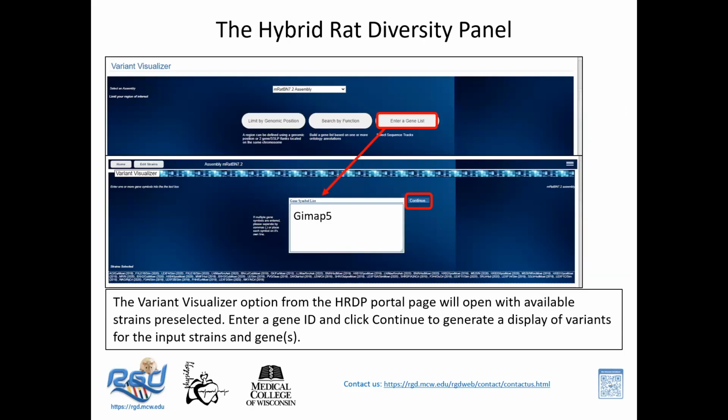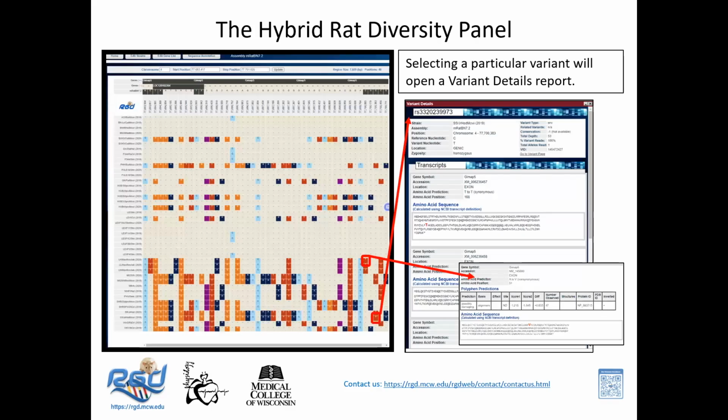The Variant Visualizer link will open with the 41 loaded strains pre-selected. Enter a gene ID and click Continue to generate a variant display. The Variant Visualizer output report is on the left, and on the left side is a list of strains, such that each row in the output is a strain, and the columns are positions across the chromosome. In this case, it's the gene GMAP5 on chromosome 4.